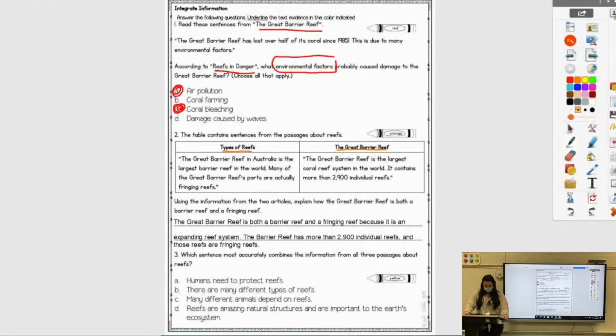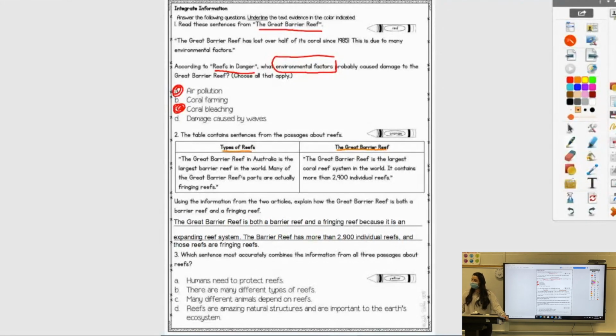Which sentence most accurately combines the information from all three passages about reefs? A, humans need to protect reefs. B, there are many different types of reefs. C, many different animals depend on reefs. D, reefs are amazing natural structures and are important to the Earth's ecosystem. Which one is the best answer?